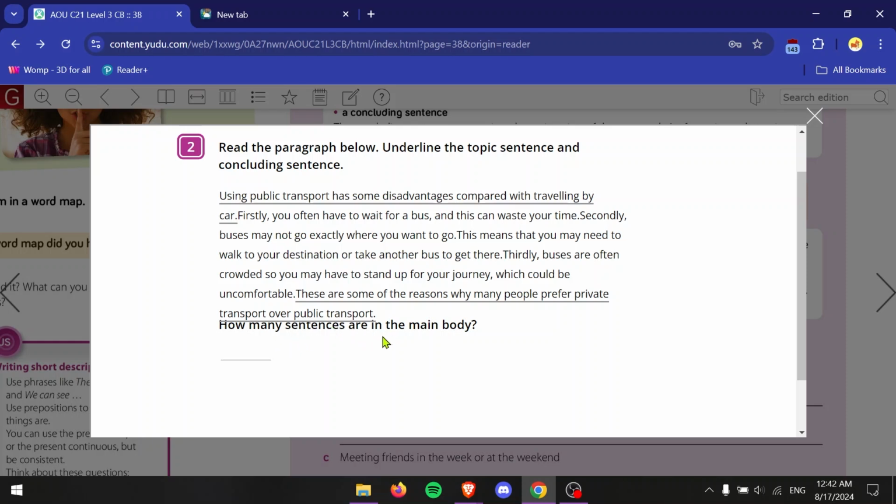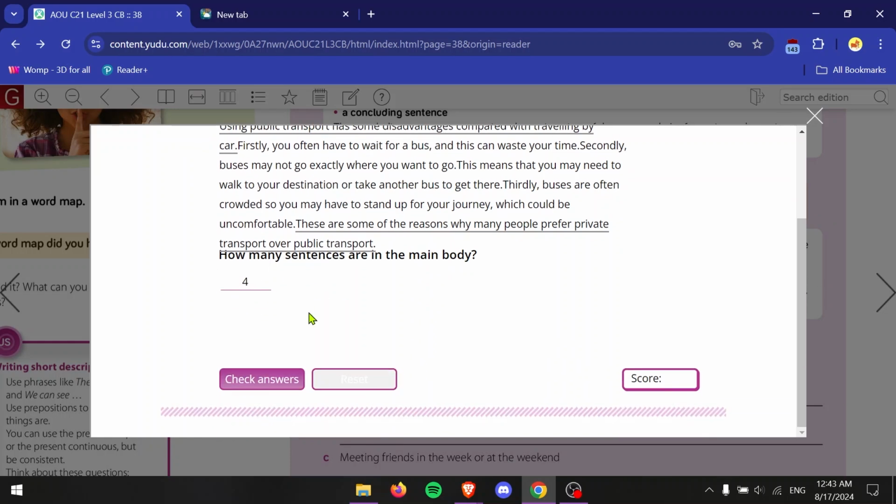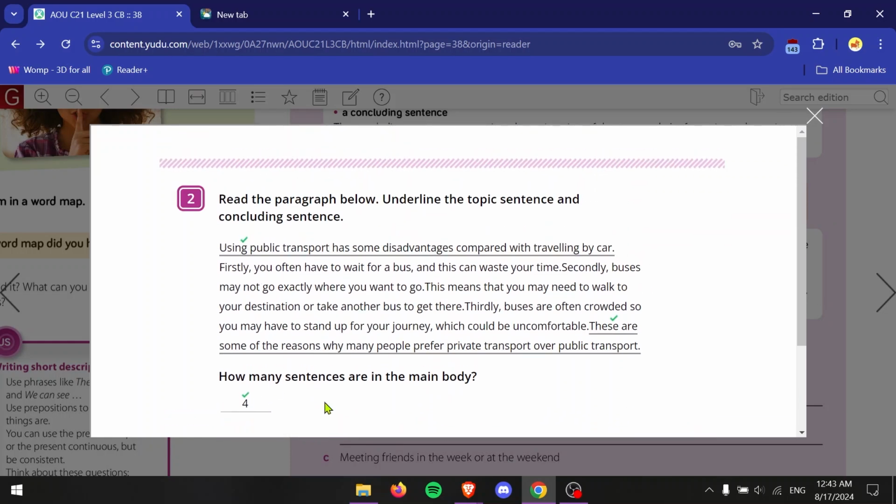So how many sentences are in the main body? Now that we've taken both of these out because they're the topic sentence and concluding sentence, let's count them down. Firstly, you often have to wait for a bus and this can waste your time. 1. Secondly, buses may not go where you want to go. 2. This means that you may need to walk to your destination or take another bus. 3. Thirdly, buses are often crowded, so you may have to stand up for your journey, which could be uncomfortable. 4. Remember, a sentence ends not when there's a comma, but when there's a full stop. So 4 total sentences are in the main body, and if we're counting all of them, they'd be 6. Check answers. Here you go.